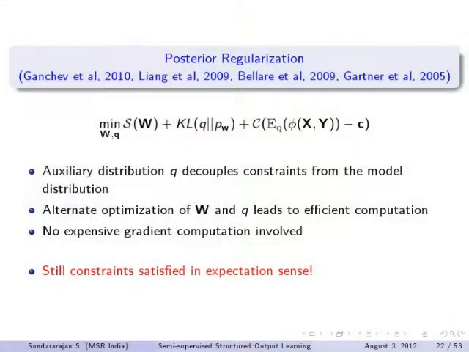Now to address this problem, there are many works that you will see in the literature, but the most recent one is called posterior regularization. What they really did was introduce what's called an auxiliary distribution. And of course, as you can see, there is a new KL divergence term that comes in here. So the advantage is that this auxiliary distribution decouples the constraints from the model distribution. That's basically what it does.